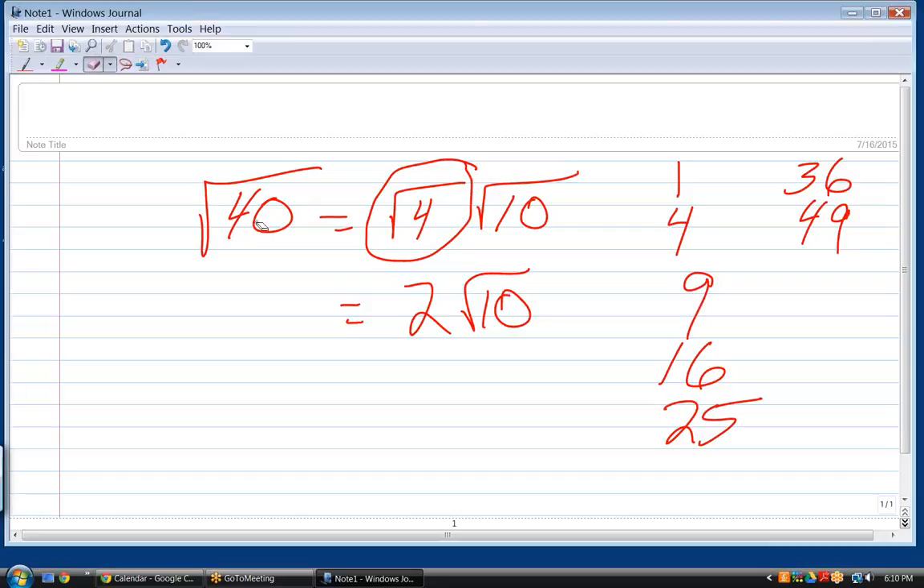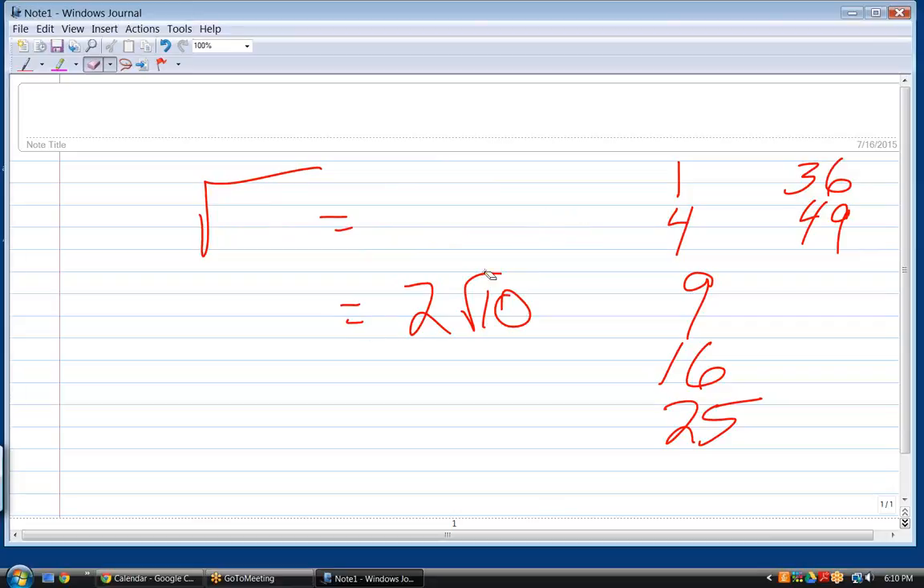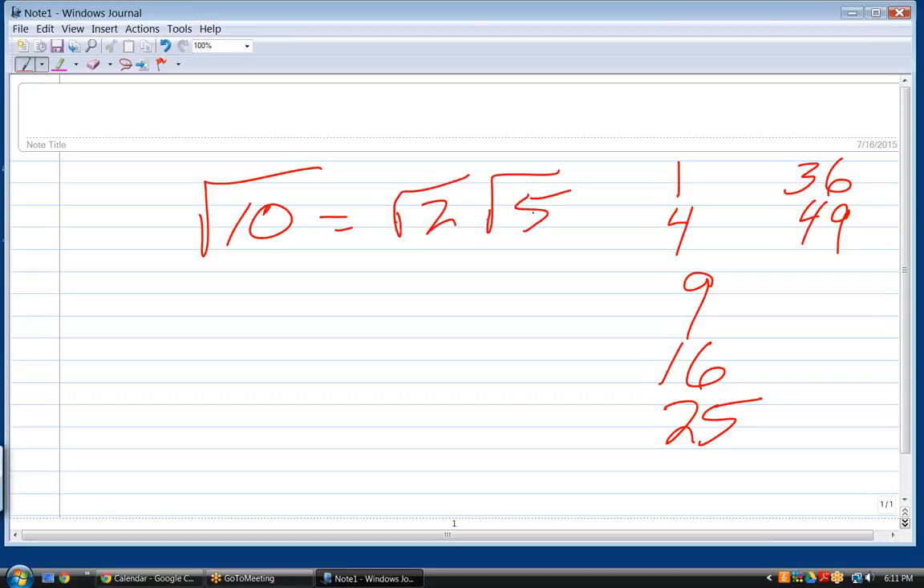Now, let's talk about root 10 for a second. What would that be? 1 and 10. Okay, not bad. Not a bad answer at all. It's also 2 and 5, right? Right. But 2 and 5 are not perfect square numbers. So it's correct to write it like this, but it's not simplifying it. It's making 2 terms instead of 1.